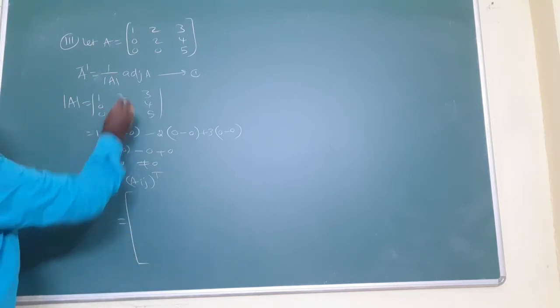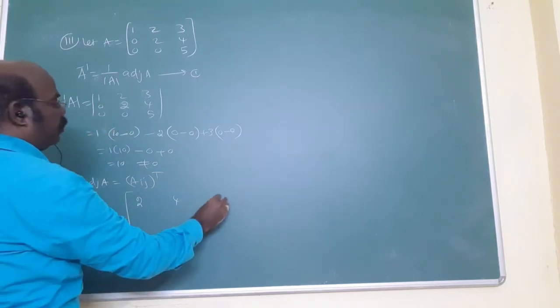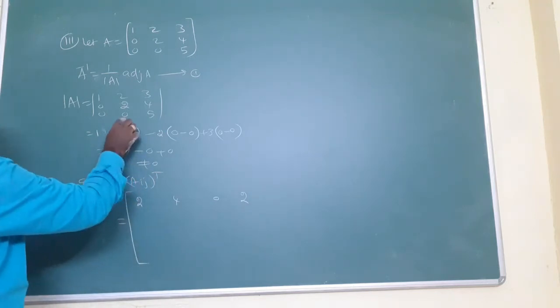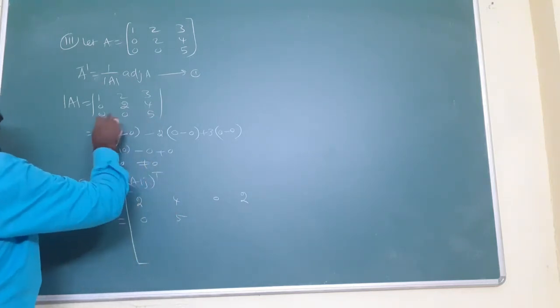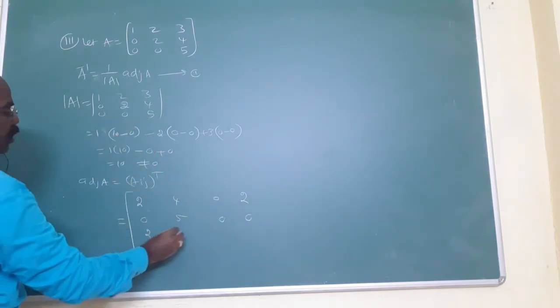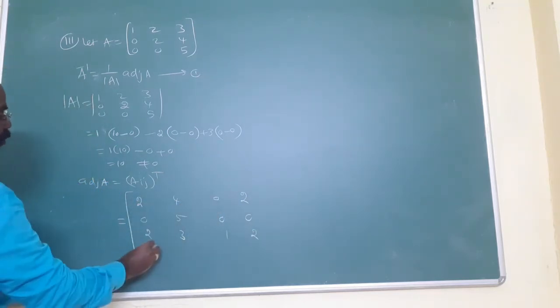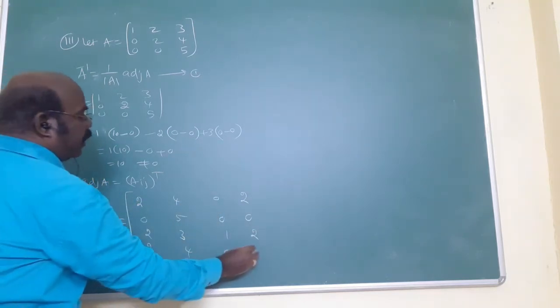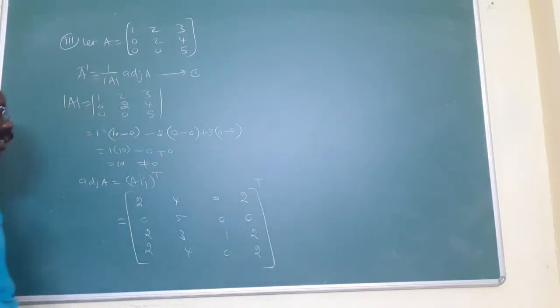Start with 2, 2, 4, 0. Am I correct? Next, the middle number: 0, 0, 5, again 0, 0. Next, 2, 3, again 1, 2. Again the first one. In this way, you write the elements carefully. Now it is easy for you.